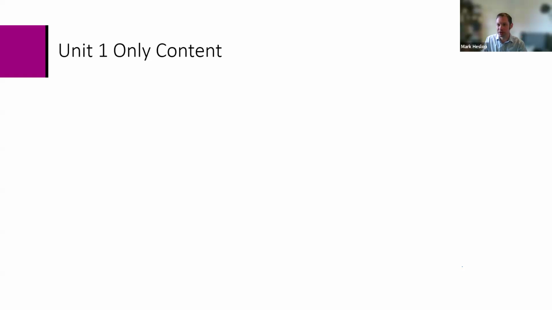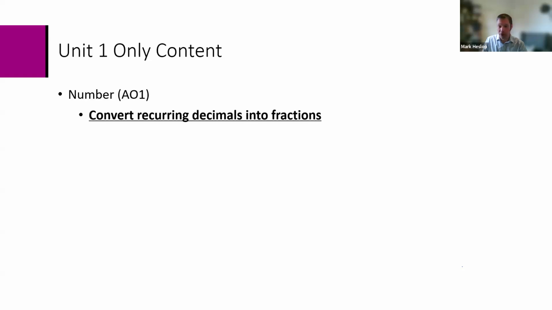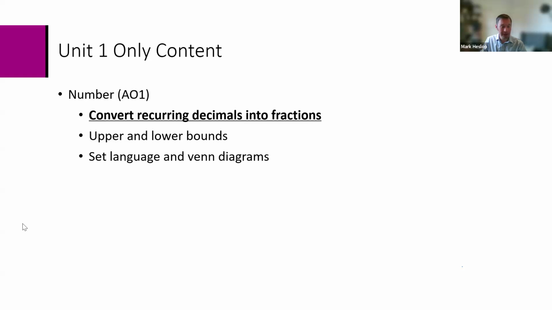These are the topics that don't make sense to extend. So converting recurring decimals into fractions, and I've underlined this one because it's higher tier content only. So that will only be assessed in unit 1. Upper and lower bounds will only be assessed in unit 1. Set language and Venn diagrams, there's nothing that we can actually build that into in unit 2. So again, that will all be in unit 1.